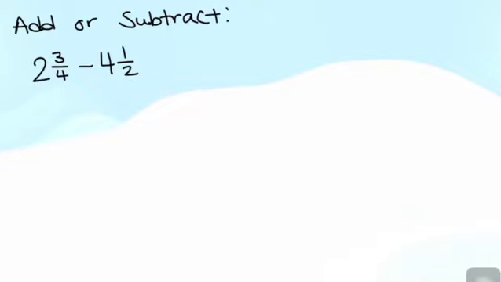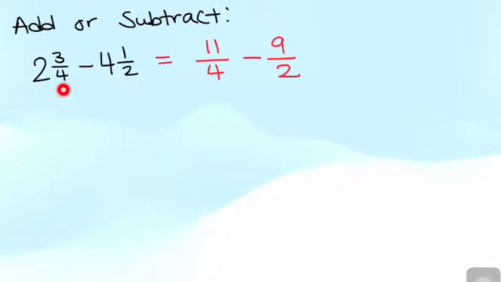If we want to add or subtract mixed numbers, one way to do that is just to rewrite these as improper fractions and then do the exact same math we did before. So let's see, 2 times 4 is 8, plus 3 is 11. So 2 3/4 turns into 11/4. 4 times 2 is 8, plus 1 is 9. So 4 1/2 is 9/2. So this problem has become 11/4 minus 9/2.